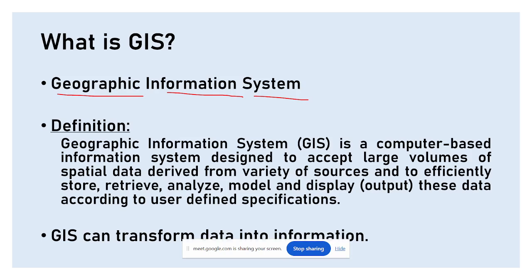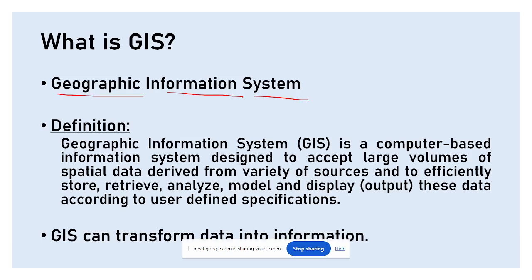So with user-defined specification, the user requires certain information. Sometimes that person might require, say, the population data of a particular region, of a district or a state. So that is user defined. He's not asking for the data of an entire country, but rather a particular state or a particular district. So that is the basic essence of GIS.